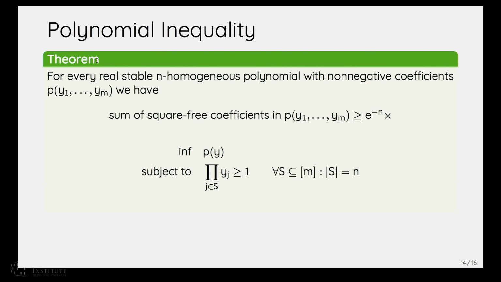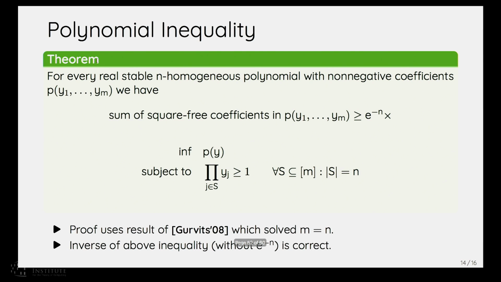So the actual main theorem that we have proved is that for any polynomial that satisfies the three previous properties, so it's degree n homogeneous, it has non-negative coefficients, and it's real stable, the sum of square-free coefficients can be approximated with this thing that appeared in my relaxation. So I've shown you the hard side of it. This is the hard inequality that you have to prove. The inverse inequality without the e to the negative n is also true.